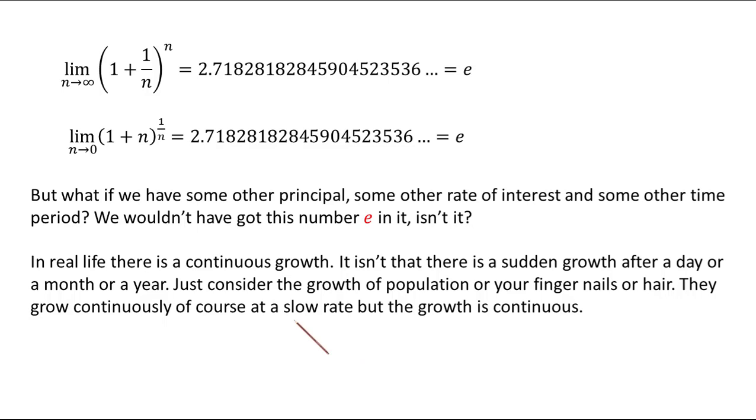In real life, there is a continuous growth. It isn't that there is a sudden growth after a day or a month or a year. In a bank, you'll be credited some interest after, let's say, a quarter or a month or 6 months or a year. But in real life, the growth takes place continuously, just like the growth of population, the growth of your fingernails, the growth of your hair. They grow continuously, but of course, that rate is very, very less, at a very slow rate, but the growth is definitely continuous.